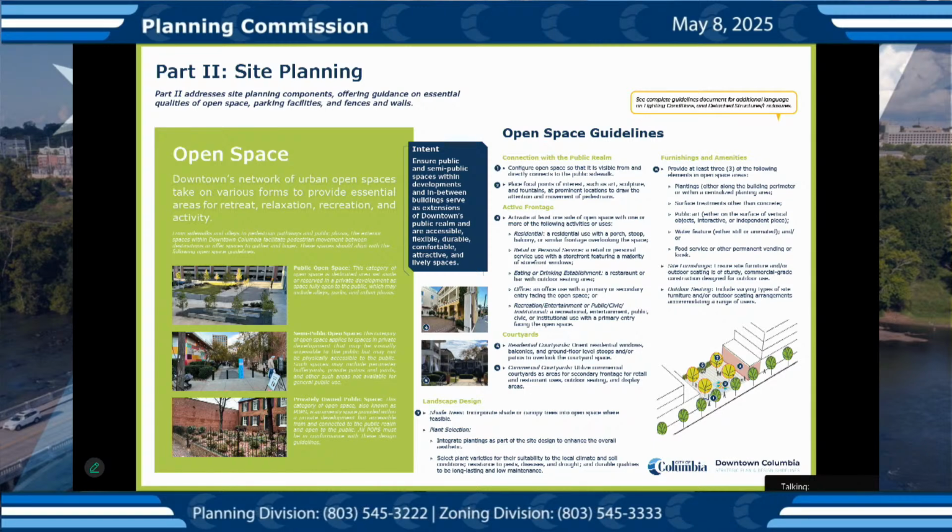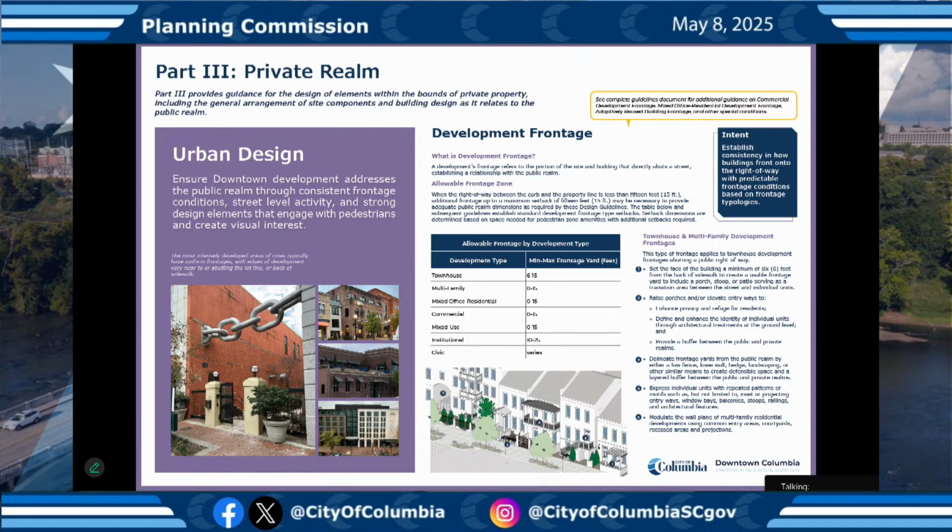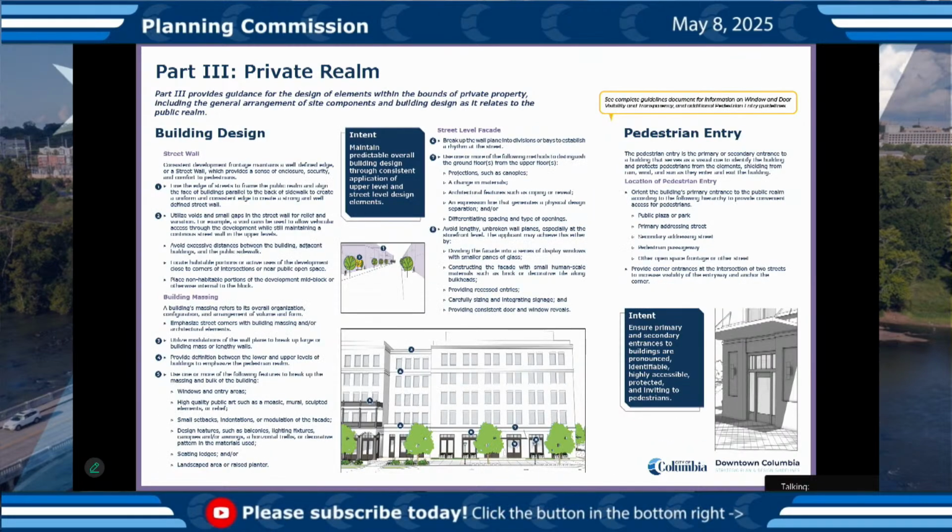So just to quickly go through the way that the guidelines are set up, and I'll just quickly go through these slides. There's 4 primary sections in the guidelines after the introduction. There's a site planning section, which includes open space, parking facilities, fences, and walls. Then there's a section on the private realm, which includes development frontages. There is a small section on building design, and again, one of the differences here is that it talks about intent, and then it provides different ways that a development might meet that intent. So there is definitely some flexibility built in there. And pedestrian entry, which of course is a very important part of urban design and how buildings address the public realm.